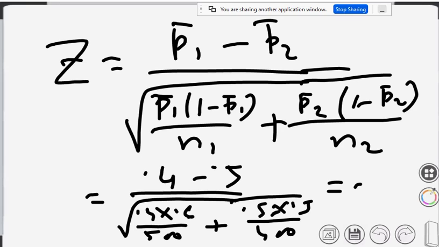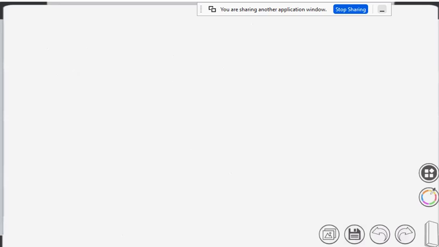minus 3.01. Did you get it? পেয়েছো calculate করো আমি তো calculate so minus 3.01 the value of z comes as so z equals to minus 3.01. So if you are testing what is the level of significance?